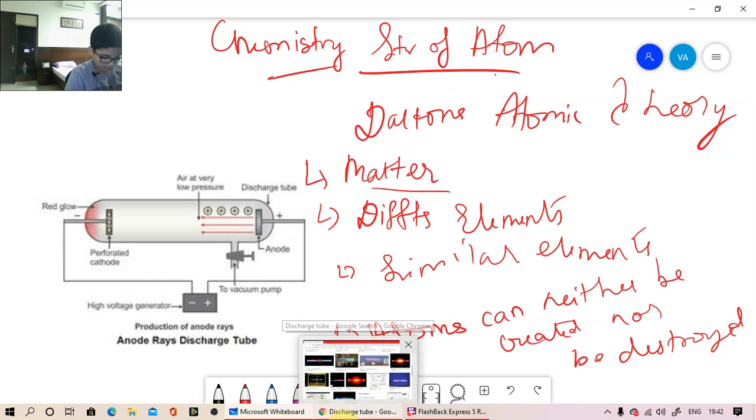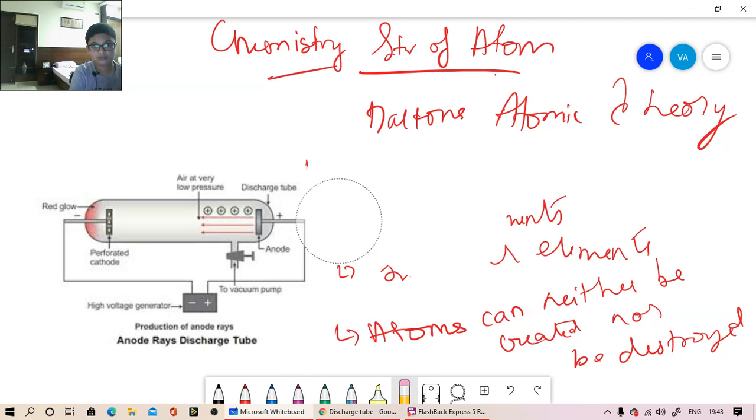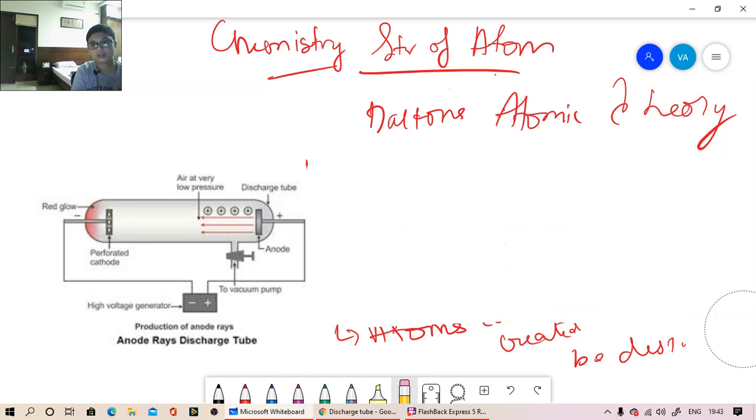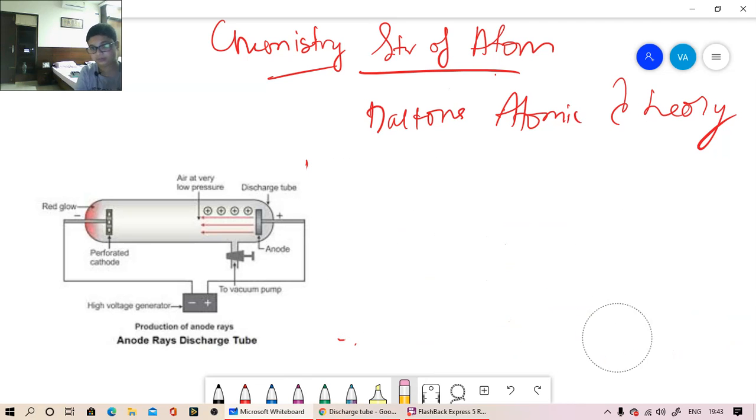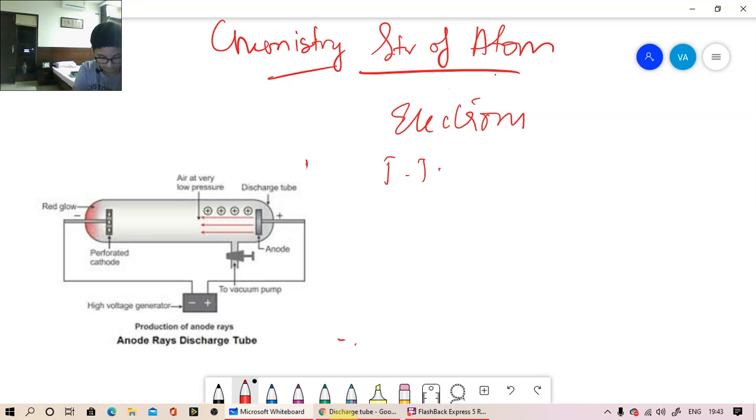So let's start with the discovery of the electron. See, electrons have unique characteristics. They possess negative charge. Our electrons were discovered by J.J. Thomson.